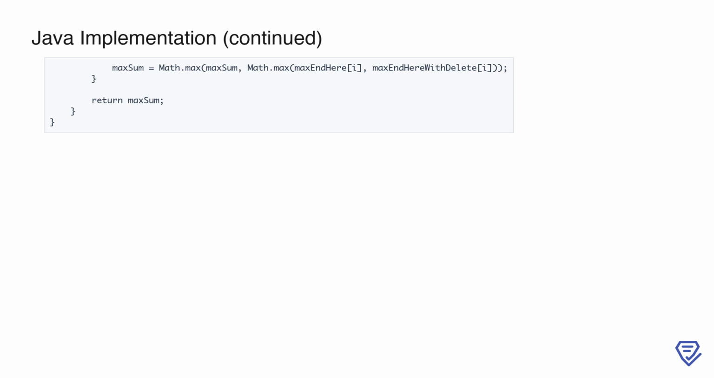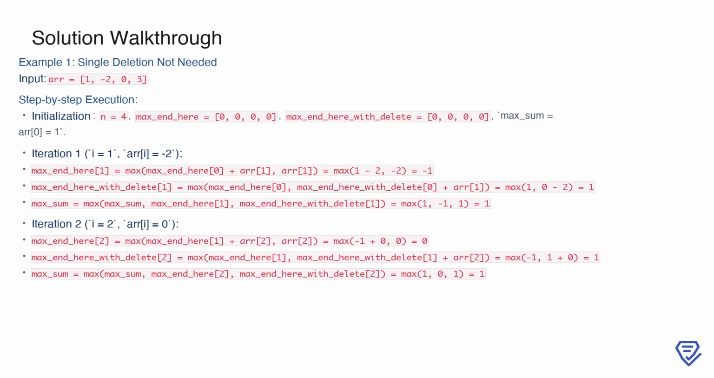After calculating these values at each index, we update the maxSum variable to the maximum of its current value, maxEndHere[i], and maxEndHereWithDelete[i]. Finally, after iterating through the entire array, we return maxSum as the result, which represents the maximum subarray sum with at most one deletion. In this example, we are given the array 1, -2, 0, 3.